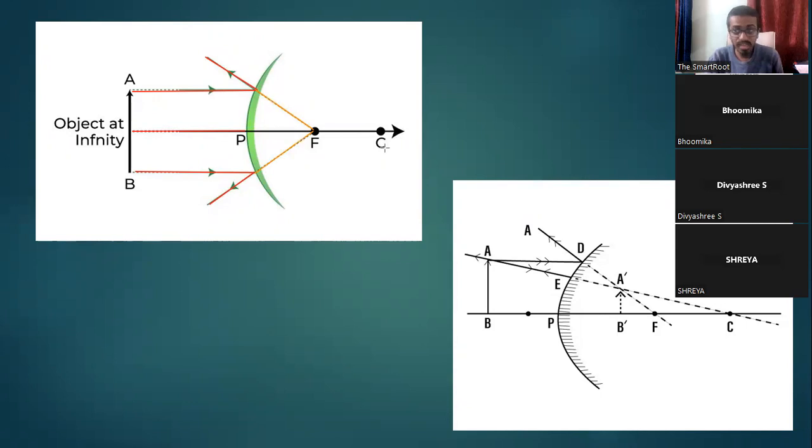Correct? If the line is parallel to the principal axis, upon divergence or upon reflection, it should come back and fall on the focus. Superb, right? So that is what is happening here. It is going backwards and falling on the focus. Now the same thing, there are very few cases in the convex mirror.